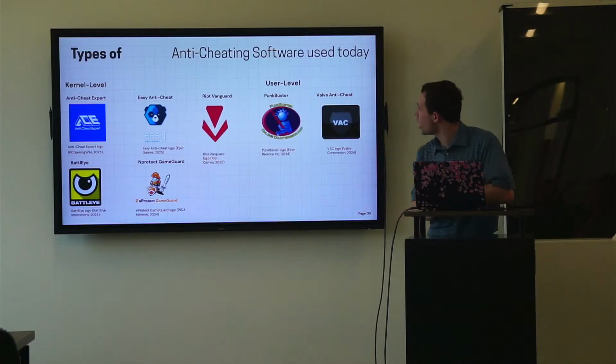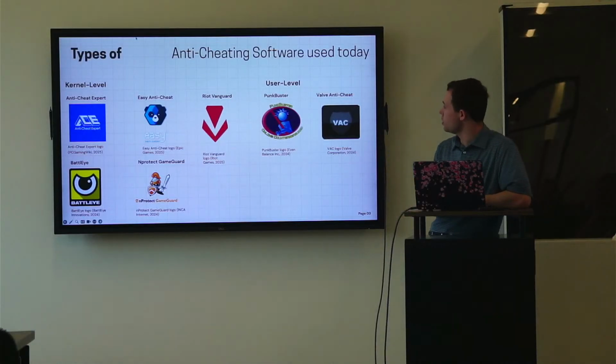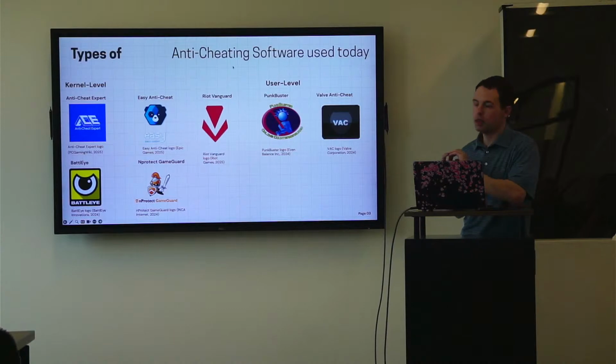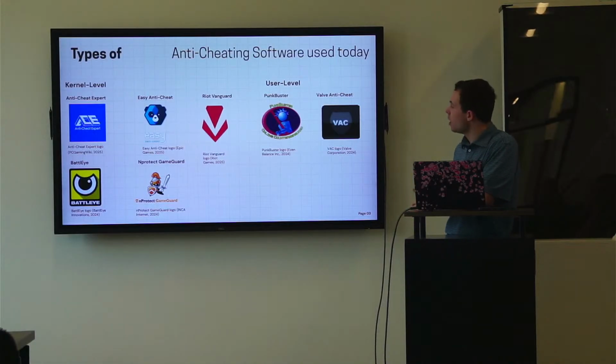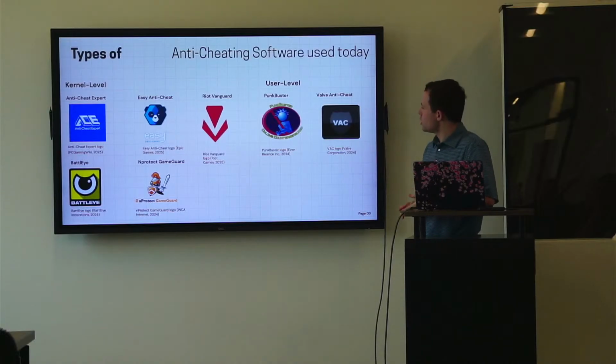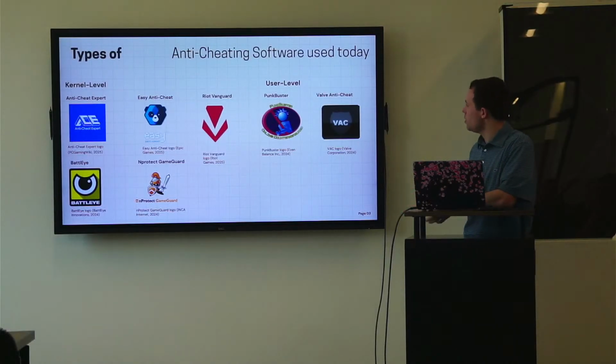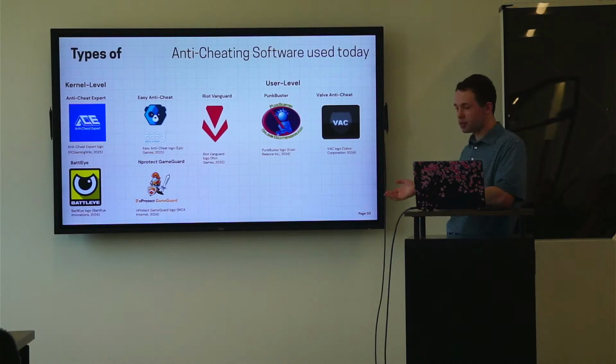These are the types of anti-cheating software used today. This is not every single one, but these are the most widely known ones that are employed, and most people have heard of at least some of these. First off, we have Anti-Cheat Expert, owned by Tencent. And we have Easy Anti-Cheat. Then we have Riot Vanguard. Then we have PunkBuster, Valve Anti-Cheat, BattlEye, and nProtect GameGuard. Some of these you probably have heard of, some of these you probably have not.